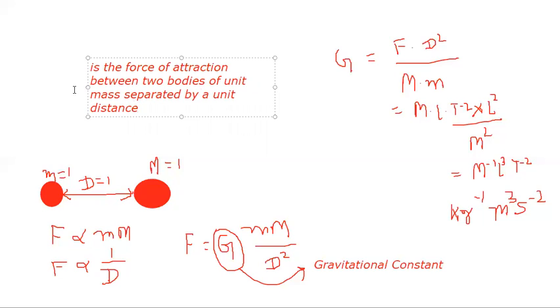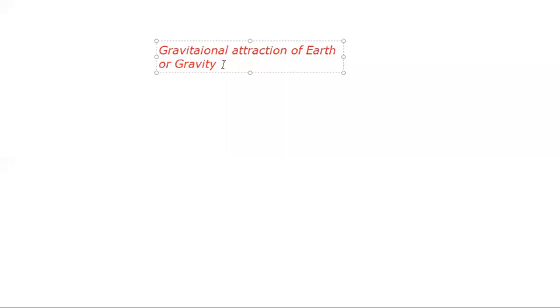So this is the definition of gravitational constant. It is the force of attraction between two bodies of unit mass separated by a unit distance. The next topic of discussion is gravitational attraction of Earth, or gravity.